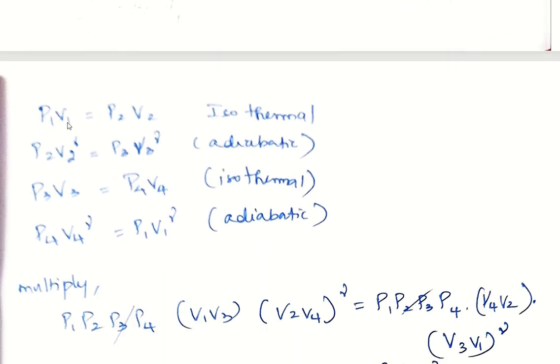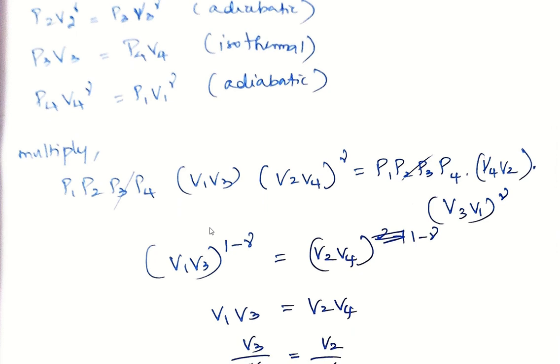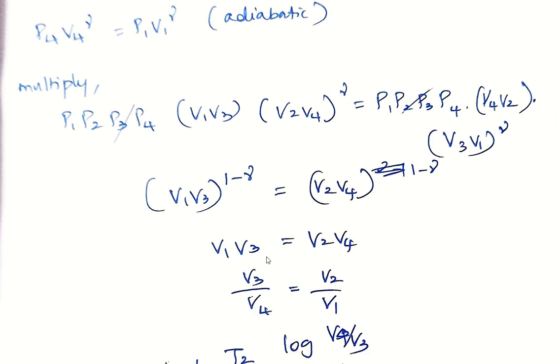So we can see here, by using Boyle's law, the pressure and volume can be equated as P1 V1 is equal to P2 V2 for isothermal expansion, and for adiabatic expansion it is P2 V2 power gamma is equal to P3 V3 power gamma, and for isothermal compression it is P3 V3 is equal to P4 V4. For adiabatic compression it is P4 V4 power gamma, which is equal to P1 V1 power gamma. Now multiply these terms on the right hand side and the left hand side to get the expression V1 V3 is equal to V2 V4, and from this expression we can write V3 by V4 is equal to V2 by V1.